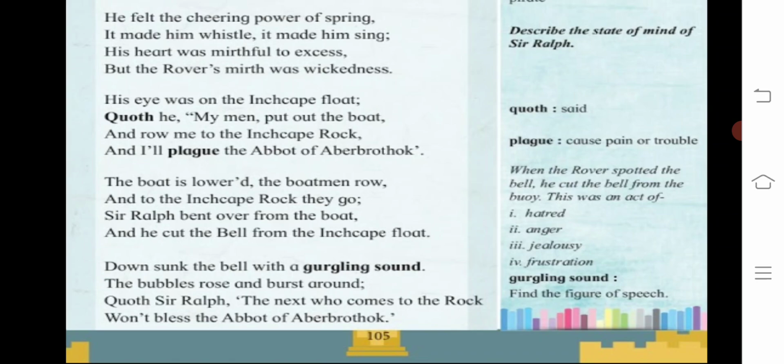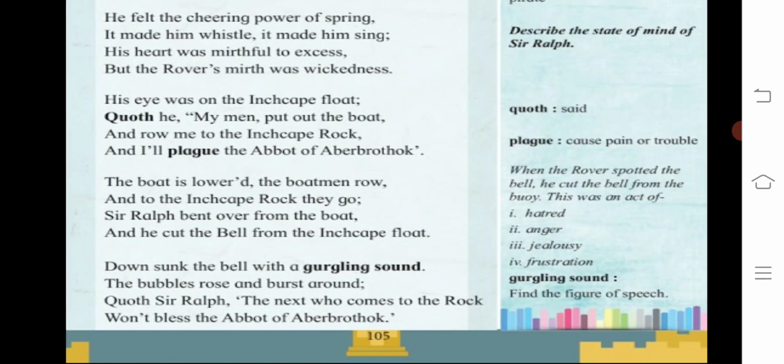And then Sir Ralph quotes, "The next who comes to the rock won't bless the abbot of Aberbrodock." See what a wicked heart he was having. He was saying that the next ship coming towards Inchcape Rock definitely would not be giving blessing to the Abbot of Aberbrodock. So see what a wicked heart he was collecting.